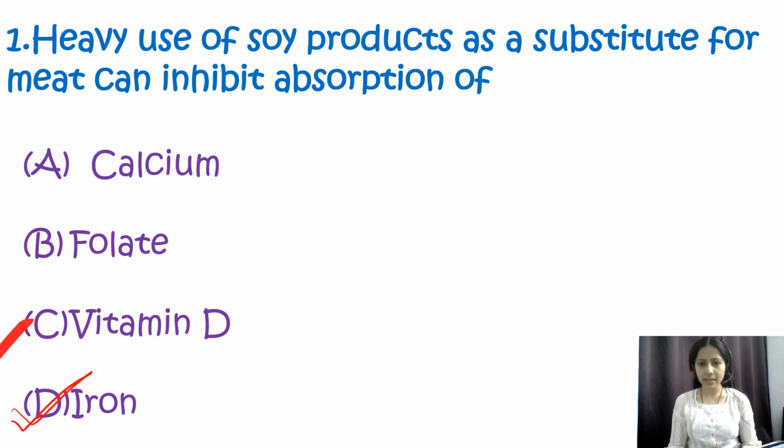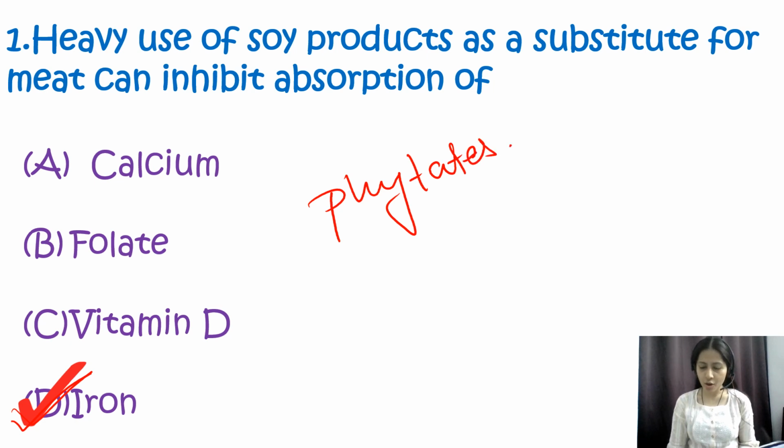We know that soya beans contain a compound. These compounds are known as phytates. Phytates can bind to iron and inhibit its absorption in the body. When we consume this product on a large scale, and it is not processed properly or not balanced with a good iron-rich food, it may contribute to iron deficiency over time. That's why heavy use of soya products as a substitute for meat can inhibit the absorption of iron. So over here my correct option is D.